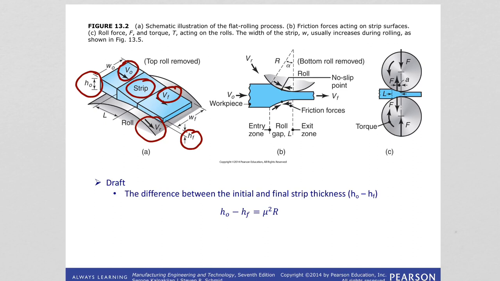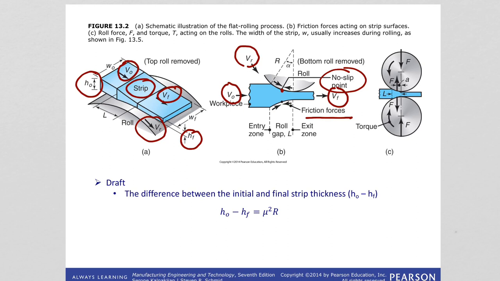So as you can see, the workpiece has an entrance speed of V naught, an exit speed of Vf, and the rolls have a speed of Vr. So there will be a relative sliding between the roller and the strip because of the existence of friction forces. At a point we call the neutral point, there will be no slip, meaning that the velocity of the strip is the same as that of the roll. So at that point, the speed of the strip will be equal to Vr.